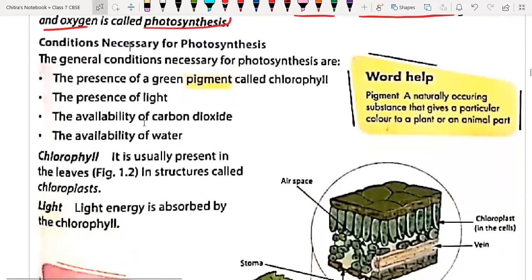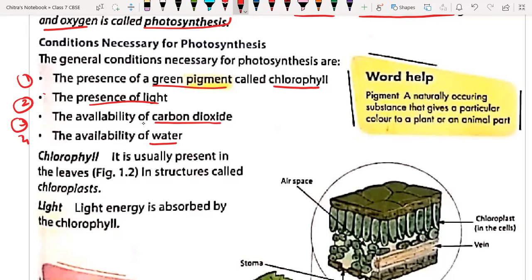We have to understand the conditions necessary for photosynthesis. Number one, the green pigment called chlorophyll must be present. Then there is the presence of light, sunlight also. This is the second necessary condition. Availability of carbon dioxide around the plant is very important, and availability of water. These are the four conditions required by the plant in order to perform photosynthesis. What is chlorophyll?